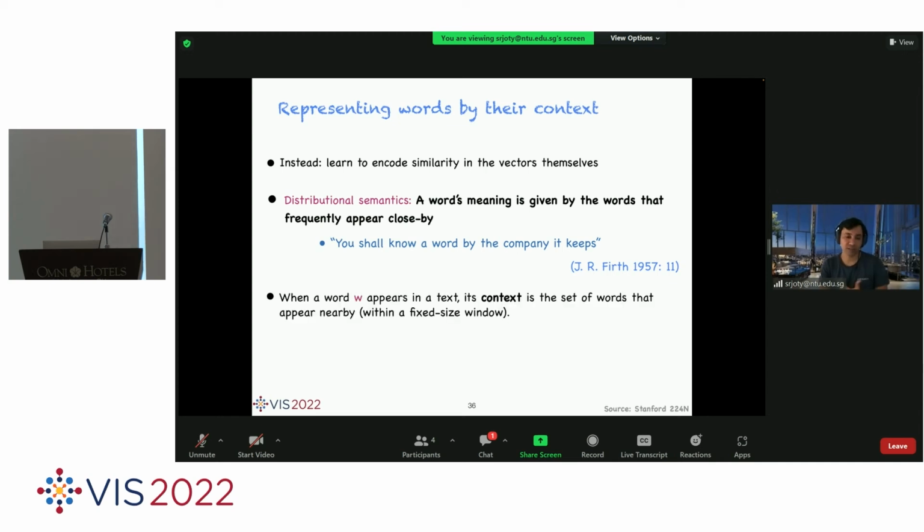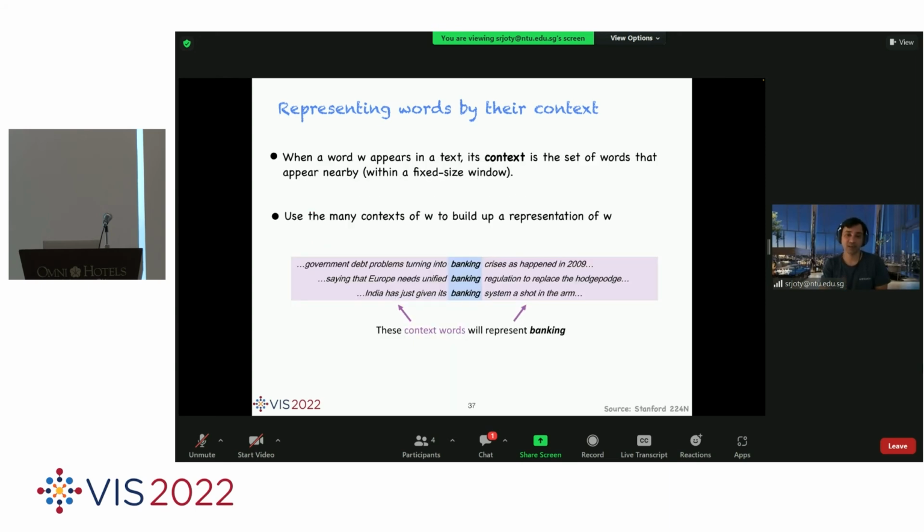So when a word, let's say W, appears in a text, its context is the set of words that appear nearby, within a fixed-sized window. We'll be using the many contexts that this particular word appears in to build up the representation of that word, or the meaning of that word, or the vector for that word. So here's an example. Let's say we are interested in the word banking, and banking appears in many contexts. We'll be using a fixed context to derive the vector representation, or the meaning representation, for banking, which is a vector.